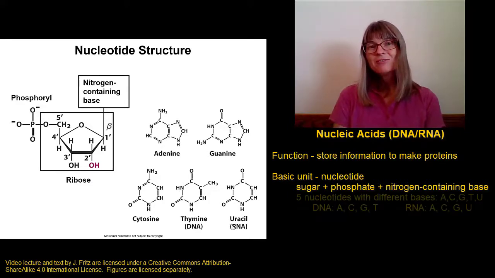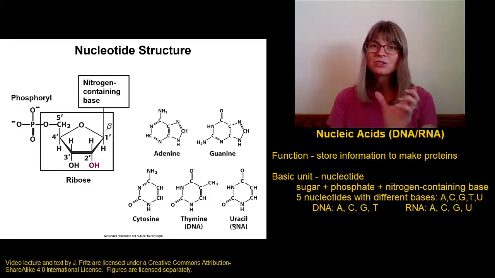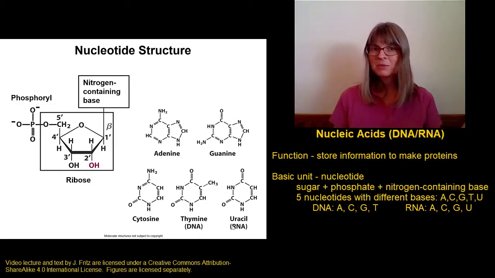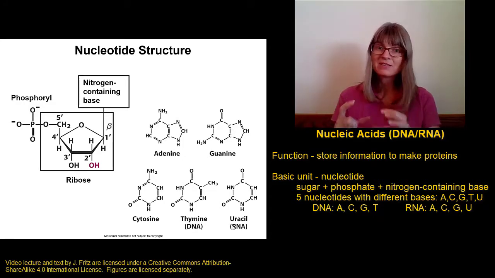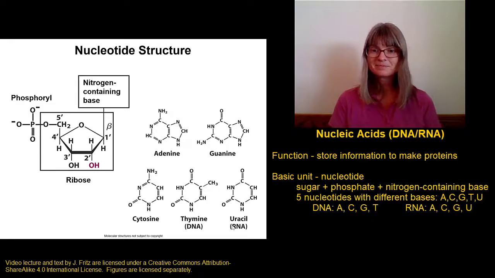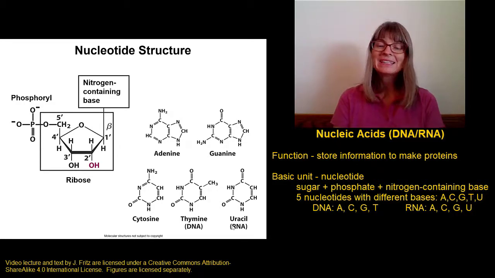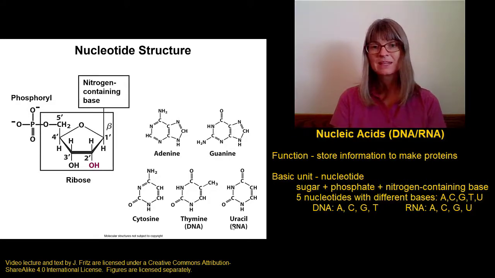We have 5 different nucleotides depending on which nitrogen-containing base we have. Sort of like we had 20 different amino acids based on what the R group was. With nucleotides, we have 5 different nucleotides based on the base. The 5 different bases that we can plug into the nucleotide are adenine, guanine, cytosine, thymine, and uracil.